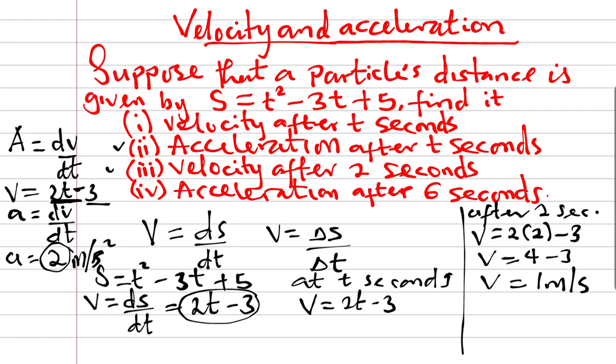Your acceleration here is what? Is 2, because there is no t here. The same thing applies to number 4. The number 4 question says after 6 seconds. Is there t here? No t here. That means it is still 2. Do you understand that now? So that is the solution to that question.